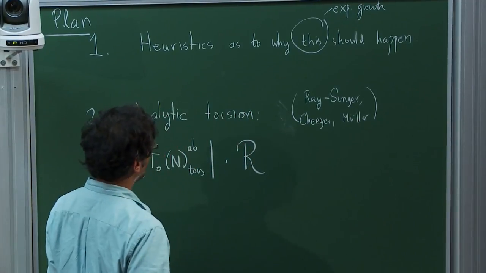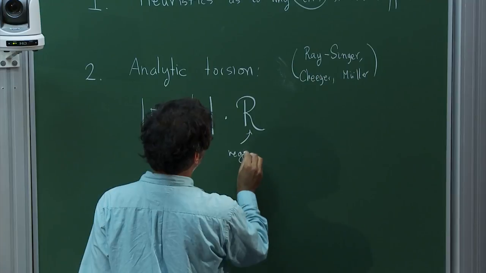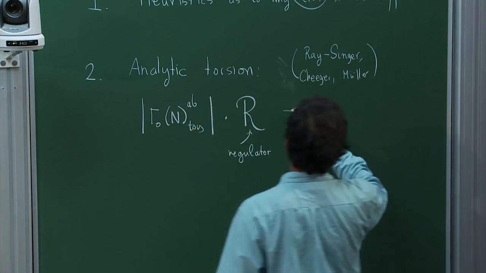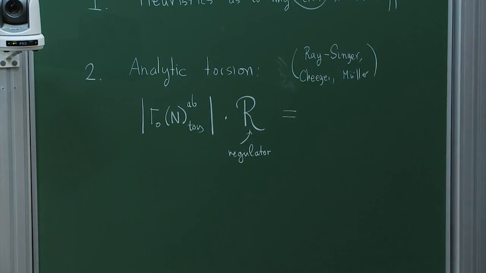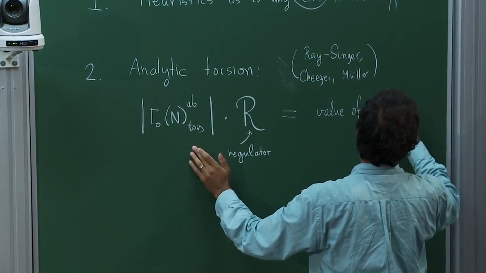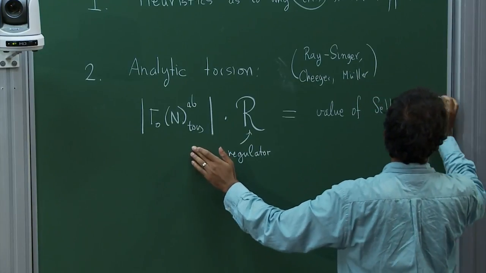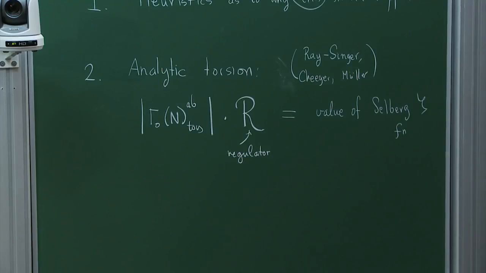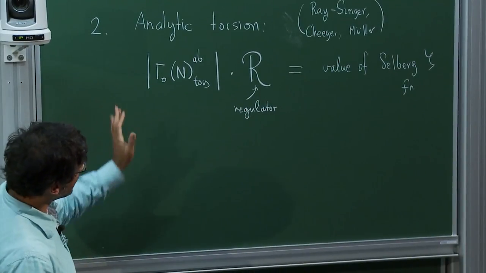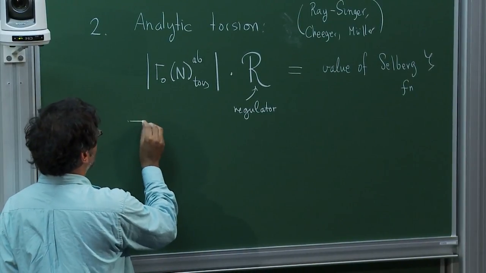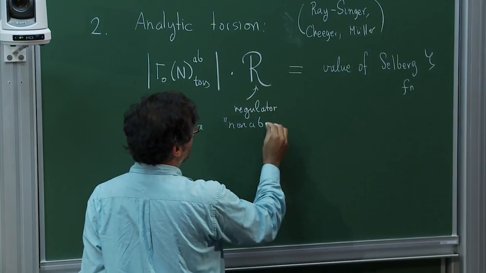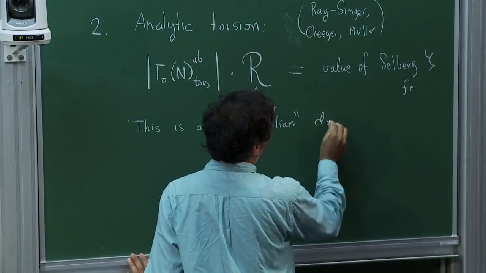multiplied by a number r, which I'll call a regulator, is equal to, well, there are different ways of saying it. I'll state it exactly when we get to it. For now, you can think of it as a value of the Selberg zeta function. I don't really like thinking about it in this way, so I'll say something different later. But in a way that I'll make precise, this is a sort of non-abelian class number formula. And again, I have something more precise in mind when I say class number formula.